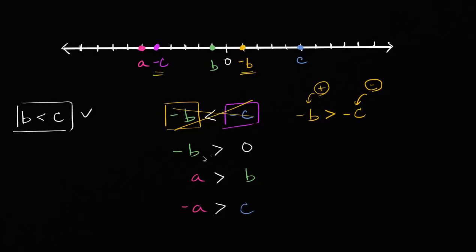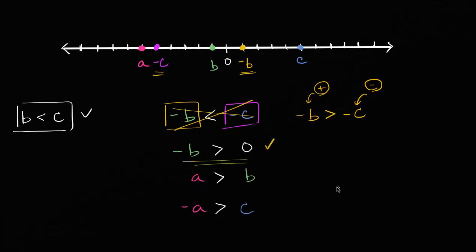So the next question, is negative b greater than 0? Well, we already plotted negative b. It's going to be 1 hash mark to the right. We don't know how much each of these hash marks represents, but it's going to be to the right of 0. So it is greater than 0. This is true.